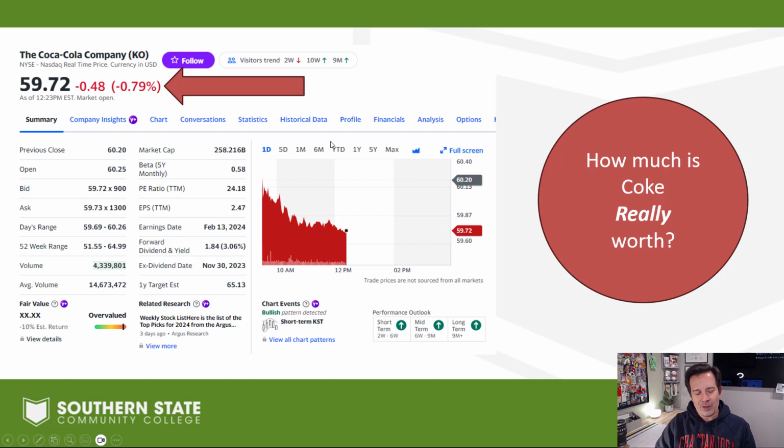And we talked in our previous video about how to read a stock quote. So here we have that stock quote for Coca-Cola Company. And we can see right here that stock was trading for $59.72 a share. That's the market price. But how much is Coke really worth? If we want to buy a share of Coke, we're going to pay $59.72. But what is that share really worth?